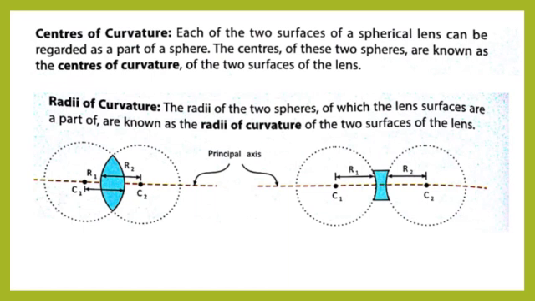You can see in the diagram given on your screen, C is the center of curvature. Next term is radii of curvature. The radii of the two spheres of which the lens surfaces are a part are known as the radii of curvature of the two surfaces of the lens. Again, look at the diagram. These are the radii of curvature of the lens, R1 and R2, in both the cases, convex as well as concave lenses.